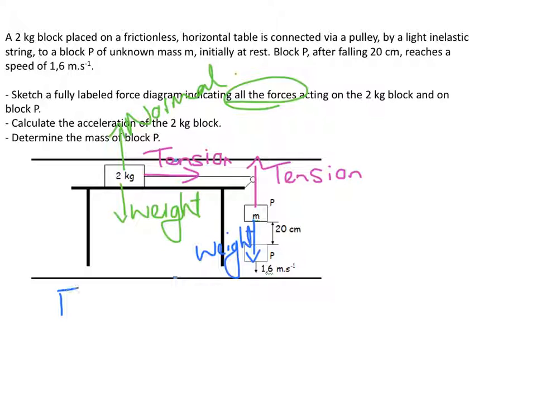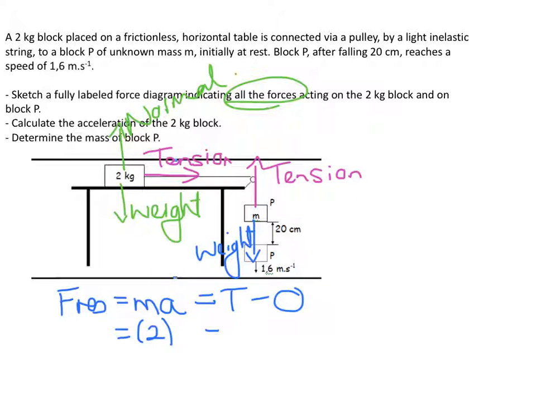Well, force resultant on the 2 kilogram block is equal to mass times acceleration. I don't know the acceleration. I do know the mass is 2. I also know that force resultant is always equal to the big force. In this case, the big force is pulling it forwards, tension, minus the small force, and in this case, there is absolutely nothing pulling this backwards. So the small force is 0.